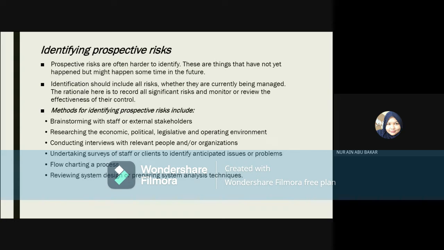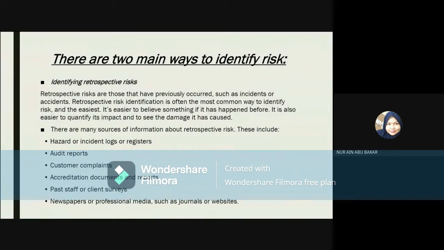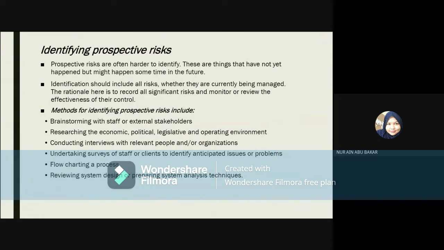The second one is identify prospective risk. When we speak about retrospective, I'm pretty sure you are familiar. In accounting, we basically work with the retrospective number, meaning to say the transaction already happened and then we do the recording, we do the analysis. But when we speak about prospective risk, this is something that we cannot predict.